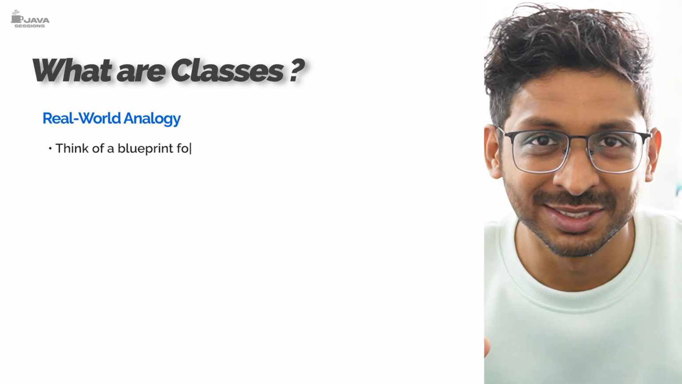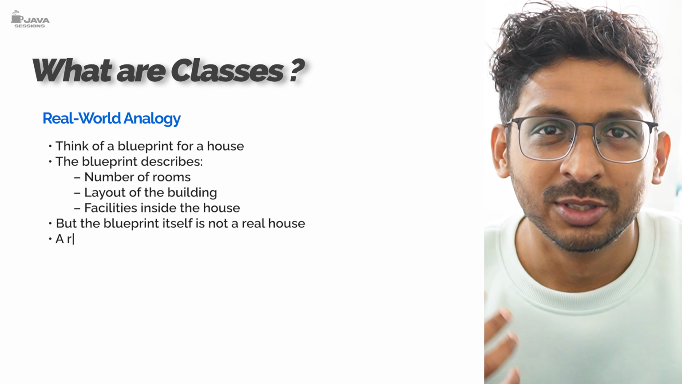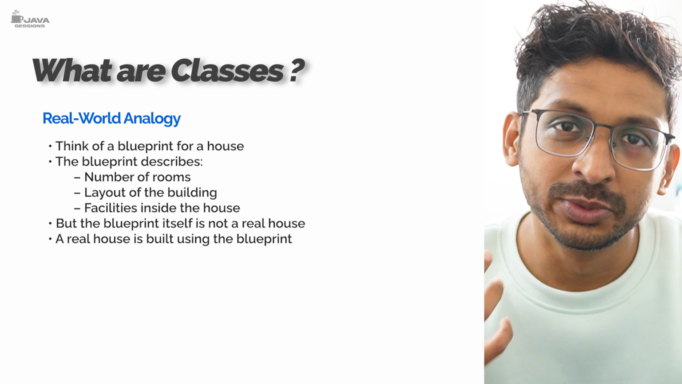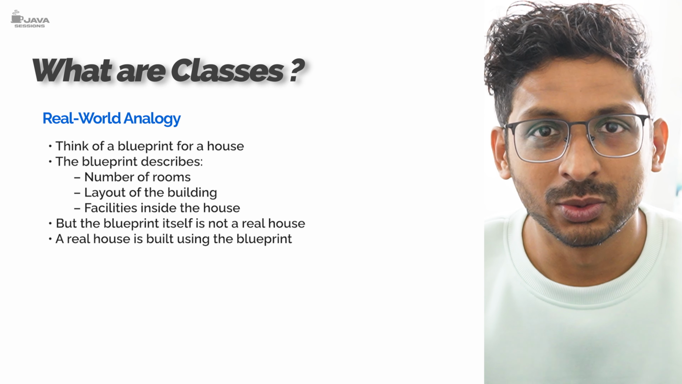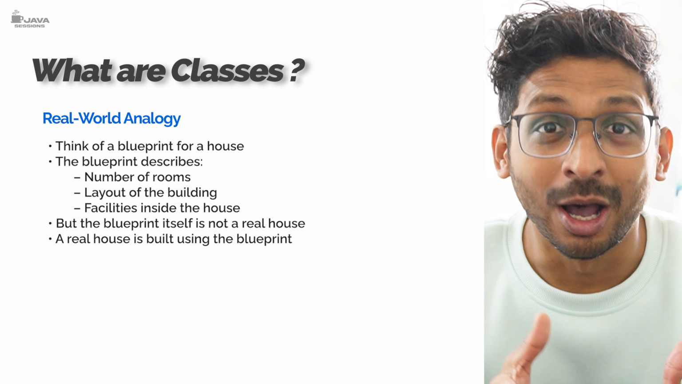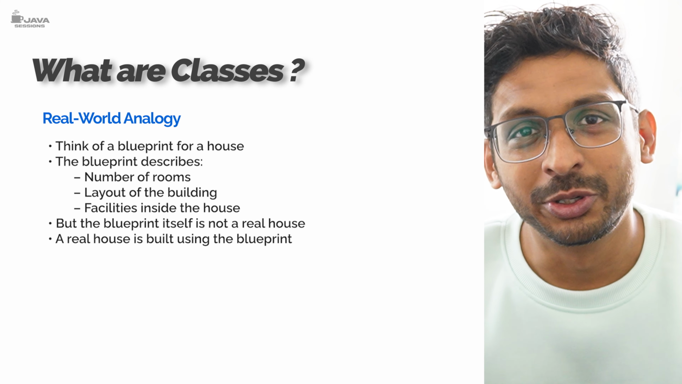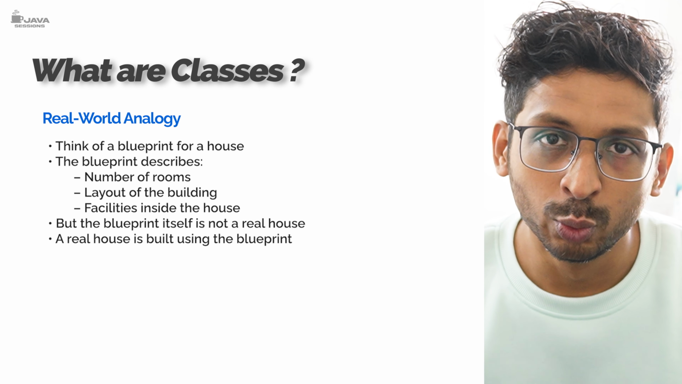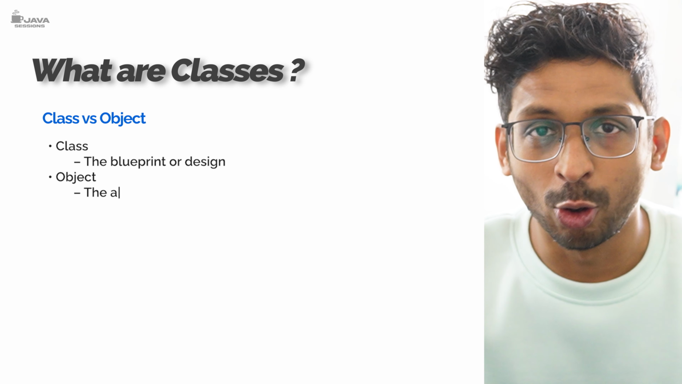To understand better, let's consider a real world analogy. Imagine you have a blueprint for your house. This blueprint is going to tell us how many rooms it has, what the overall layout will look like, and what all things are going to be included in that house. But the blueprint is not the house itself. It's just a design. To live in it, you actually need to create a house from that blueprint, which is the concept of an object. That is exactly how classes and objects work.